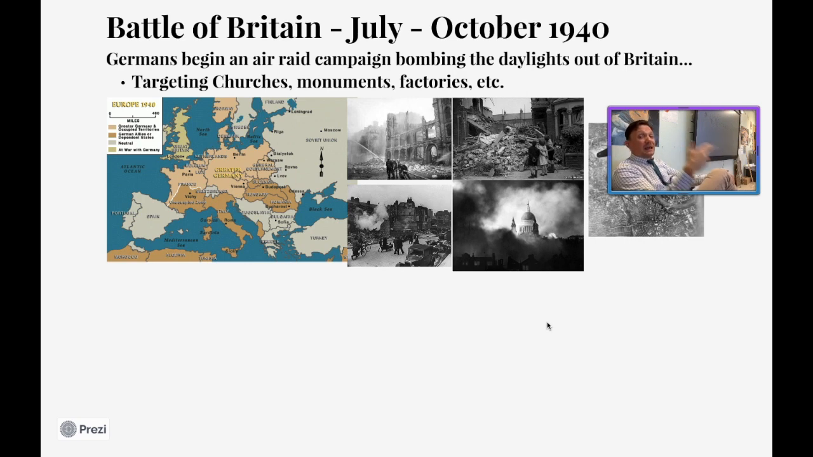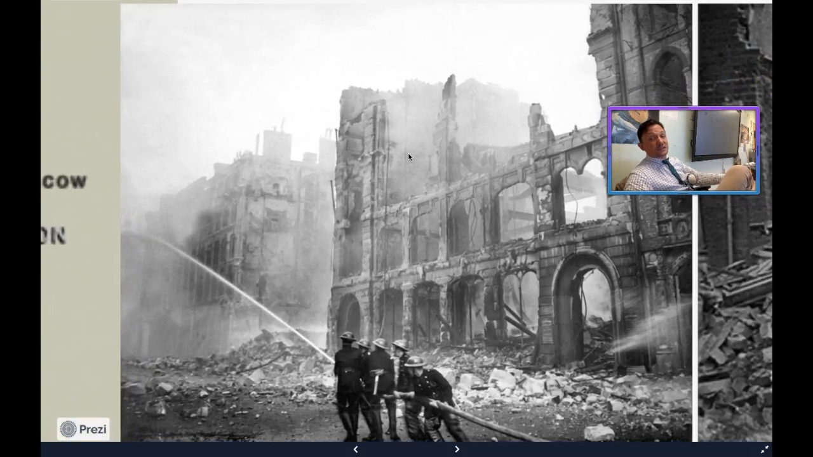The Germans began an air raid campaign bombing the daylights out of Britain, targeting churches, monuments, factories, civil buildings, places where innocent women and children and also innocent people unassociated with the war actually tried to hold on.